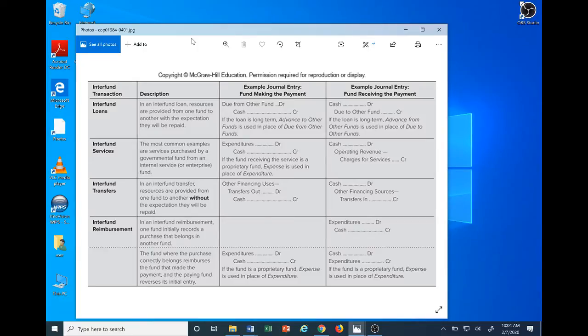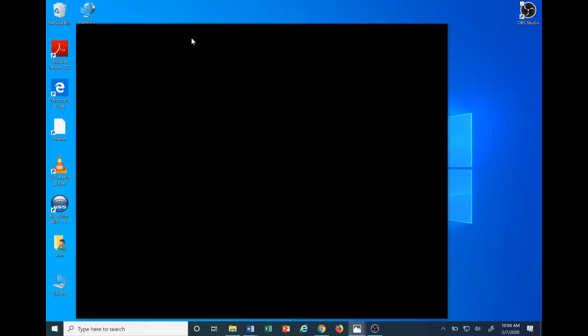Interfund reimbursement. In an interfund reimbursement, one fund initially records a purchase that belongs in another fund. The one actually making the payment, the first one here, is going to debit expenditures and credit cash because they incurred that expenditure.